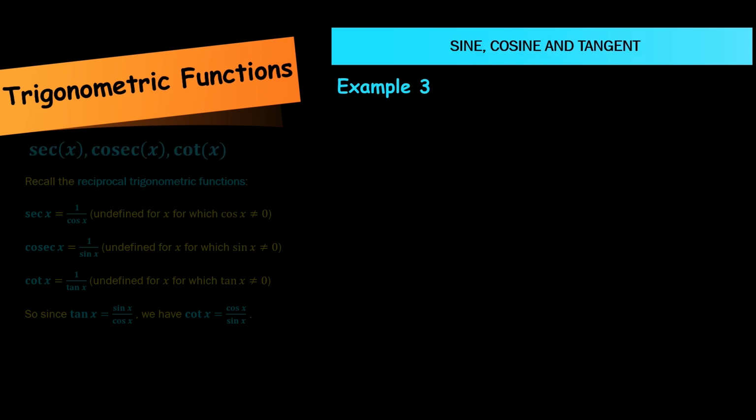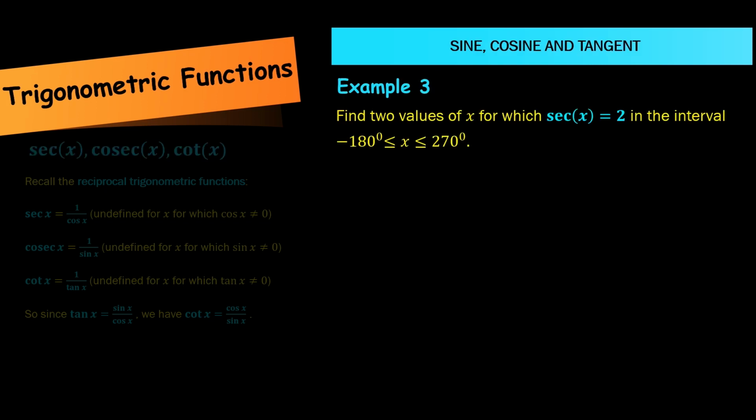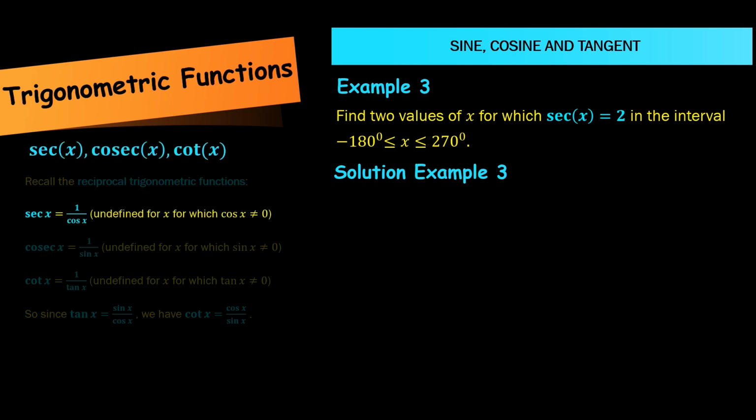Now let's take a look at another example. Pause the video and have a go. Press play when you're ready to view the solutions. So let's solve this. In this example, we're required to find two values of x for which sec x equals 2 in the interval minus 180 degrees is less than or equal to x is less than or equal to 270 degrees. Now sec x equals 2 implies cos x equals 0.5. We've simply replaced sec x by 1 over cos and rearranged the equation.